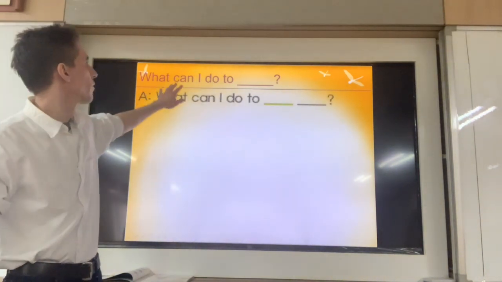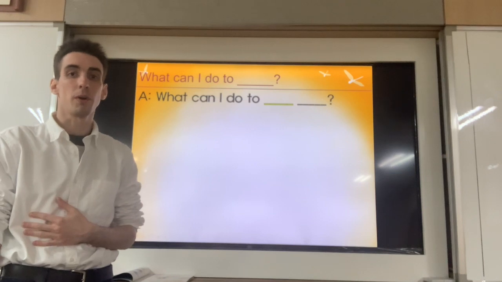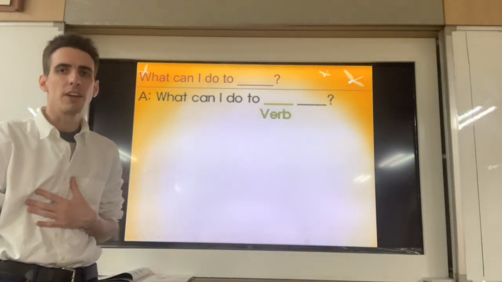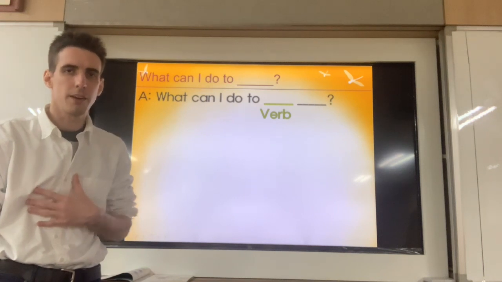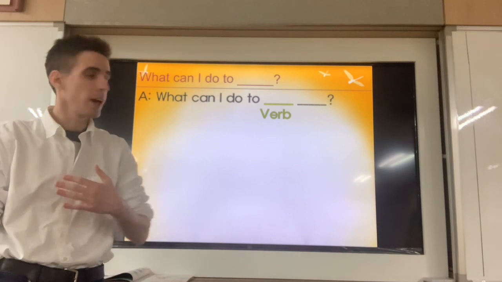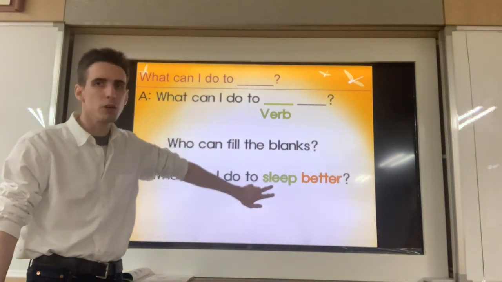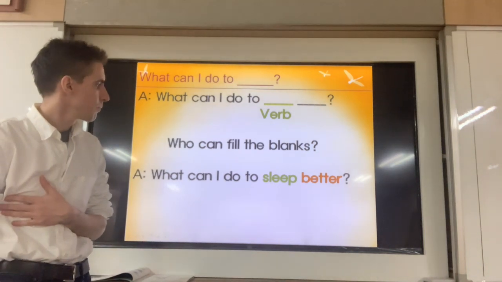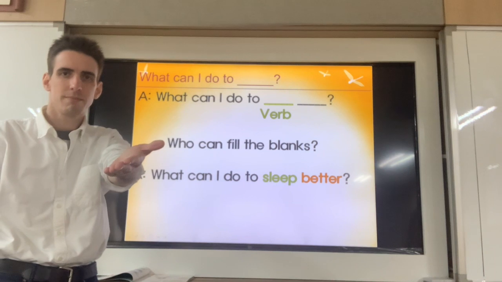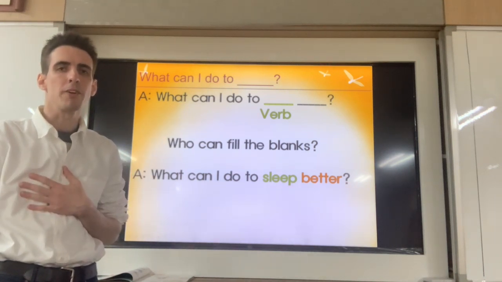So let's use our key phrase. I'll speak it first, and then I want you to speak it, okay? So, what can I do to blank blank? Okay, let's try it with a verb now. We're going to use the verb sleep. What can I do to sleep better? What can I do to sleep better?